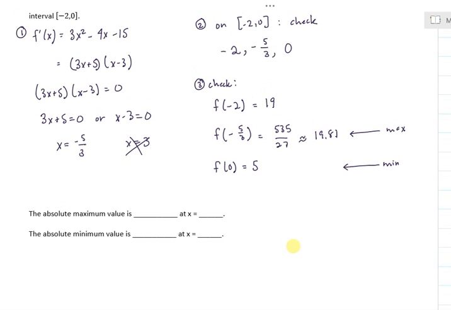So my absolute maximum value is 535/27, and it happens at x equals -5/3. And my absolute minimum value is 5, and that happens at x equals 0.